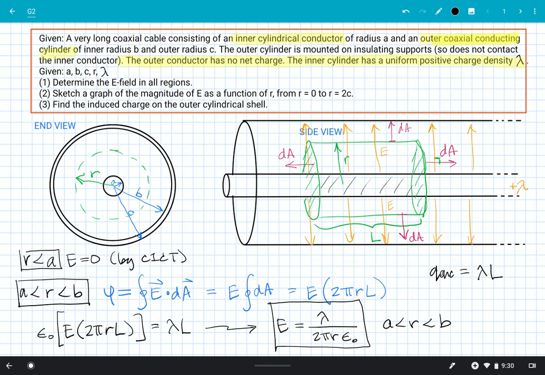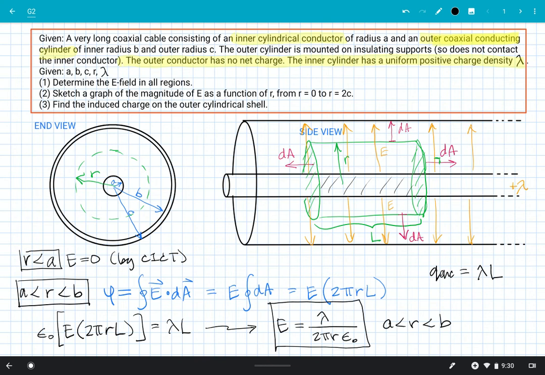Notice also that L, the length of our cylinder that we defined as far as the characteristic of our Gaussian surface, is gone, as it should be. The Gaussian surface we choose, which is an imaginary analytical surface, should not affect nature. So it shouldn't affect the outcome of what I get for E here. Okay, so let's move on.